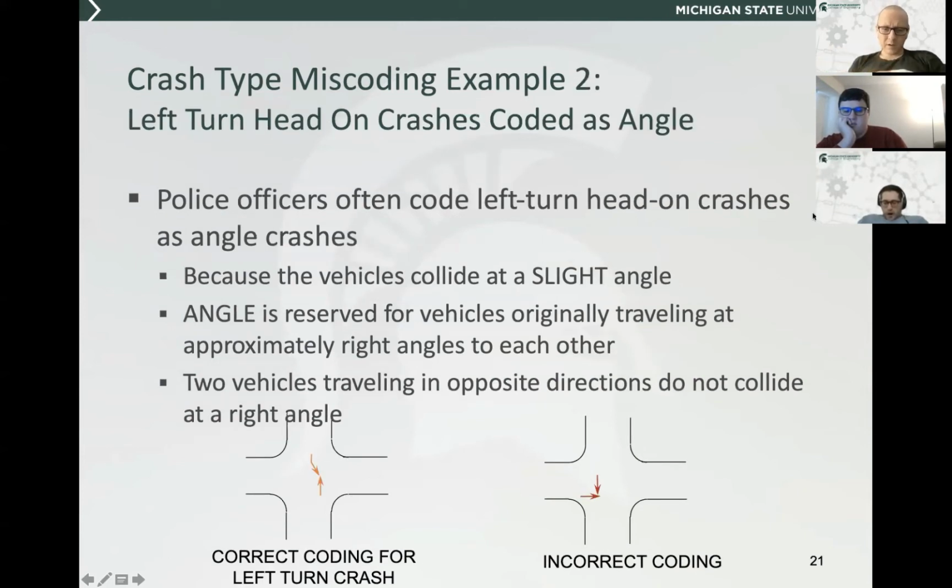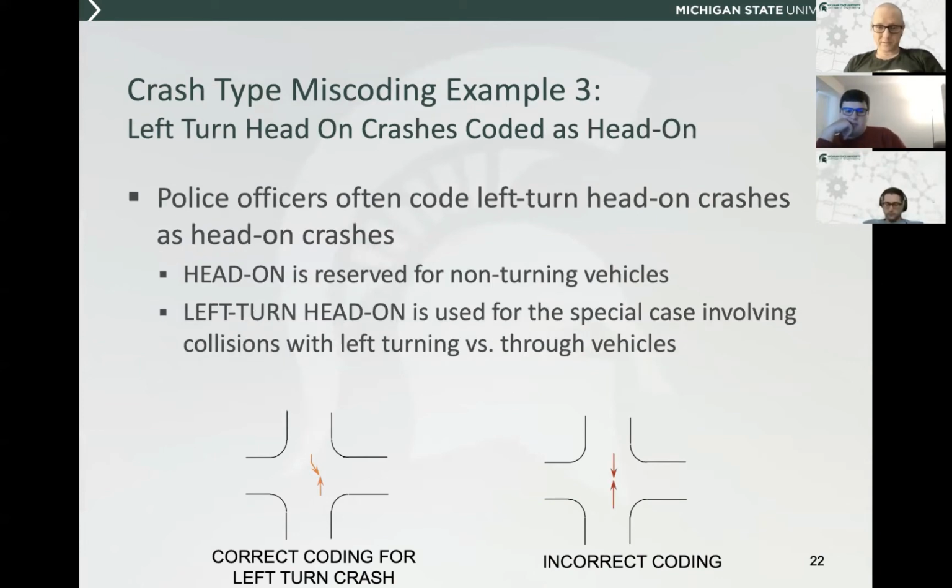Okay. And then again, another example of the angle versus left turn head on, which is the most frequently cited example I'll use in these cases. And another example here, just the left turn head on versus a head on crash. So it might be somewhat difficult to distinguish among them. You'd have to know that this vehicle was aiming to turn left. And so that would be a difficult determination.